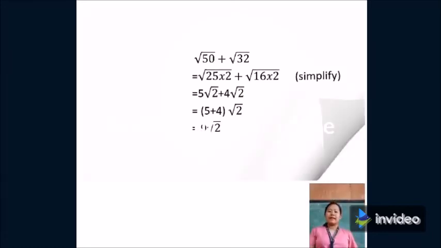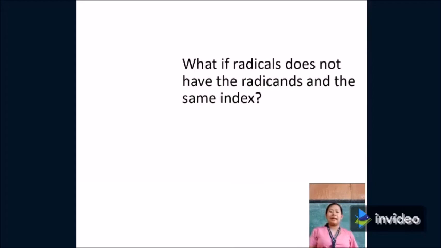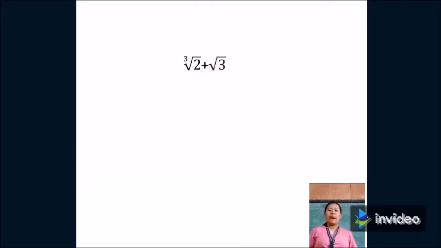What if the radicals do not have the same index and the same radicand? For example, what if we have cube root of 2 plus square root of 3? We cannot add them. That's why we just need to copy them. So the answer is cube root of 2 plus square root of 3.